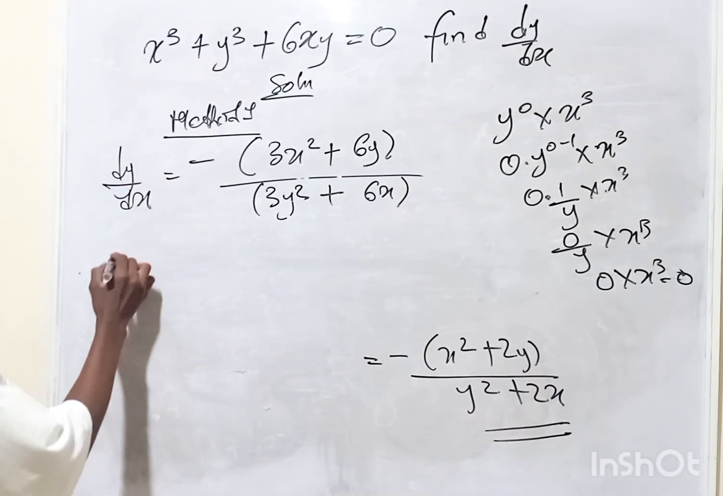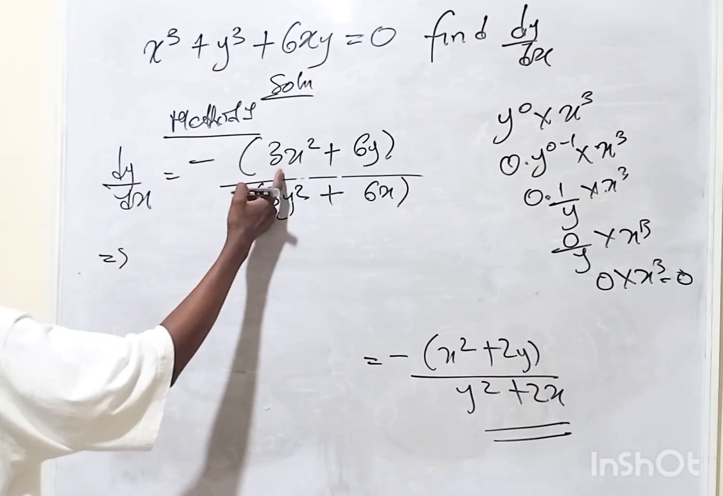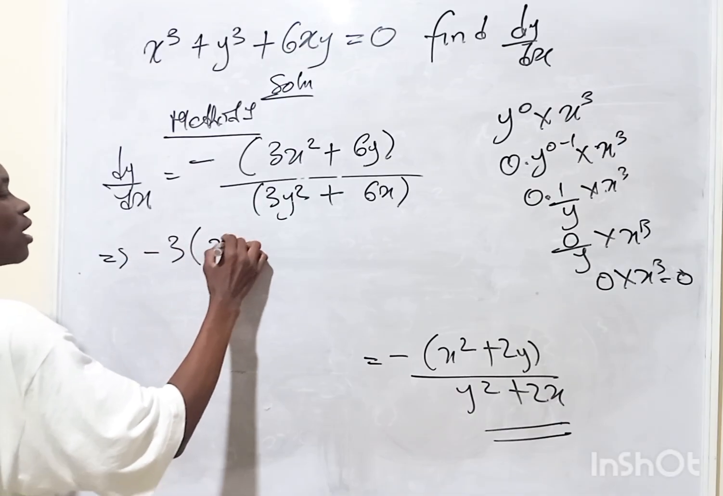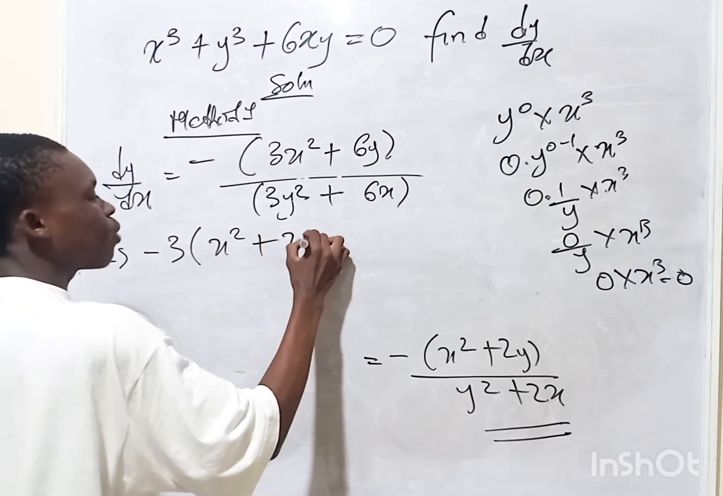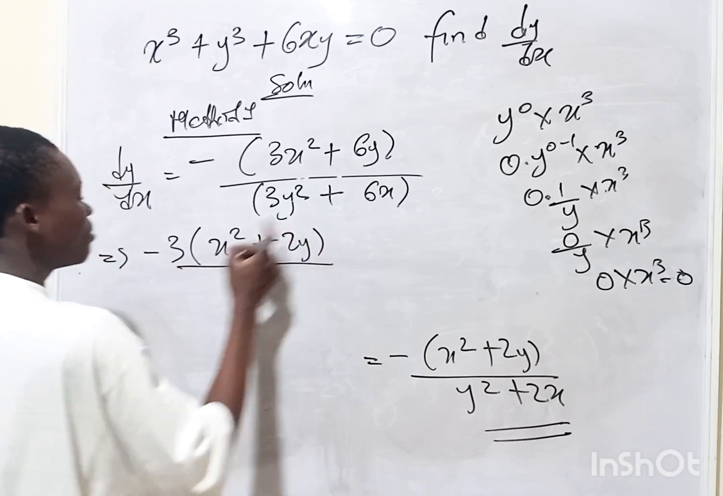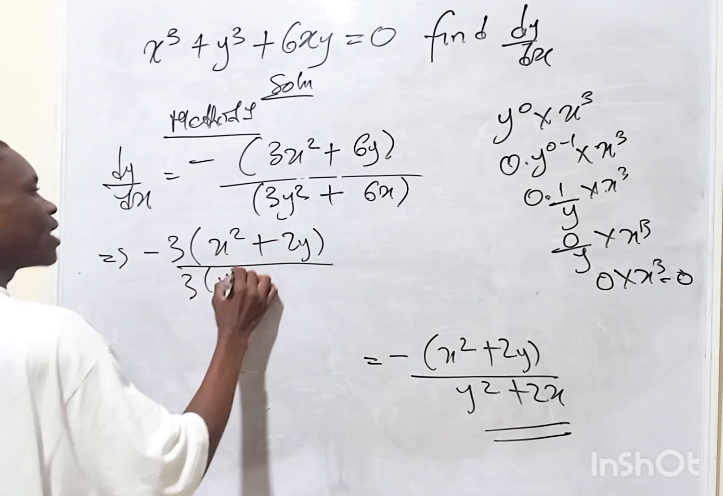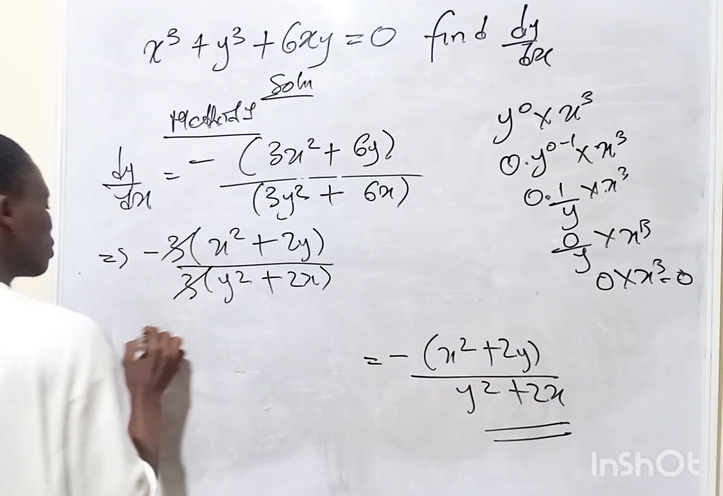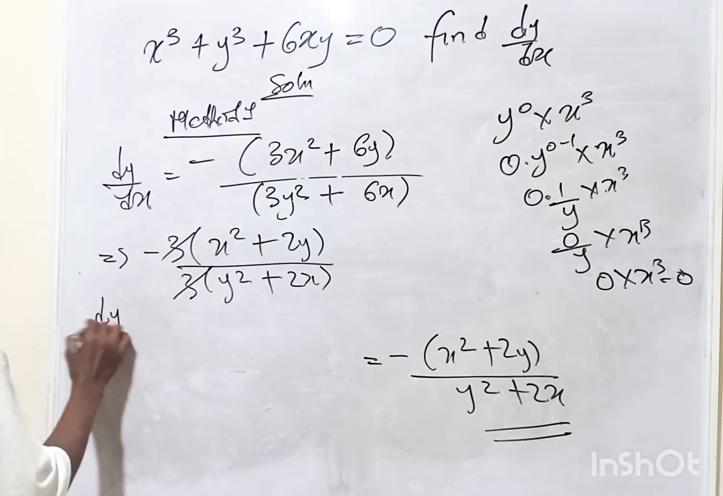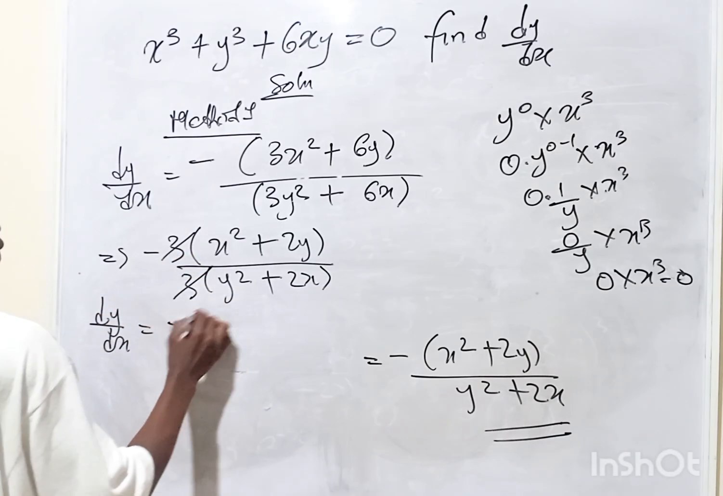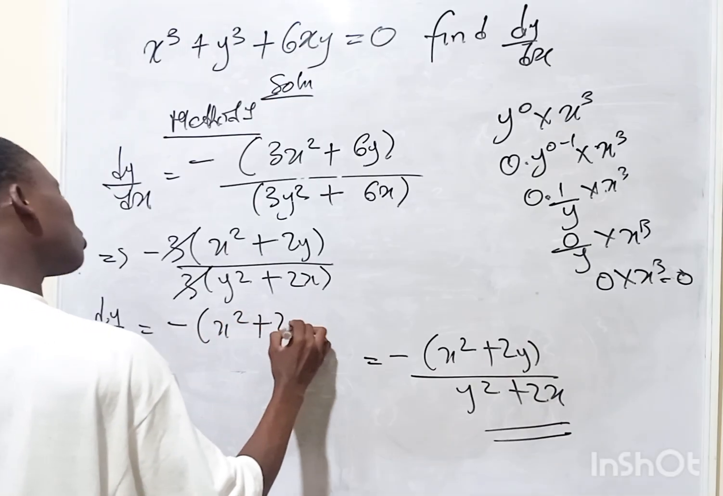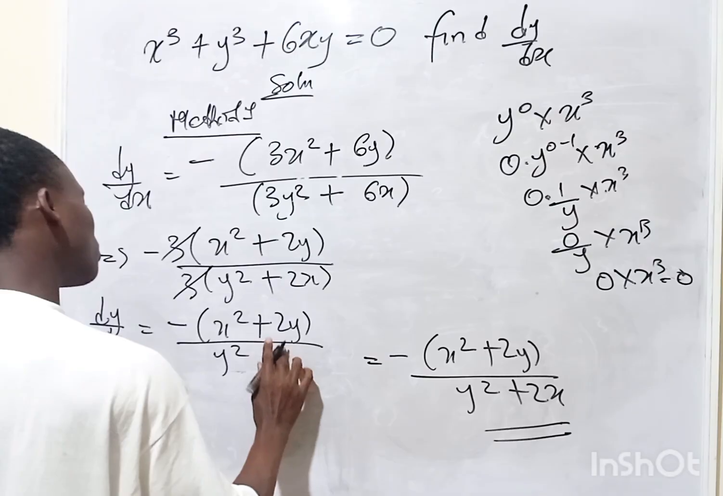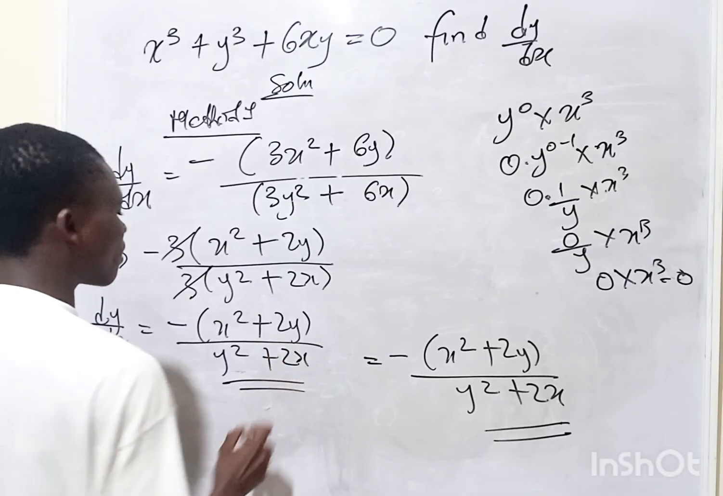So clearly, what do we have? This implies that we can factorize out 3 here. Negative 3 into brackets x squared plus 2y, all divided by, from here, 3y squared plus 2x. And this can cancel out this. So therefore, our dy over dx equals negative x squared plus 2y, all divided by y squared plus 2x. And this is the right answer.